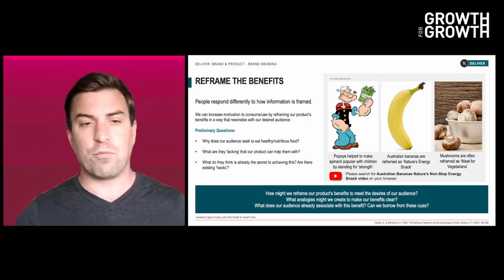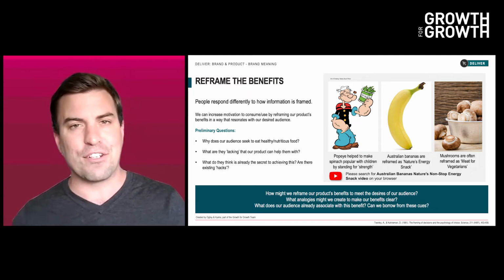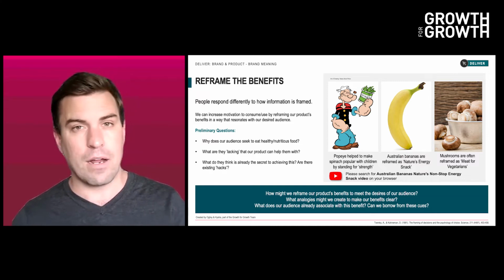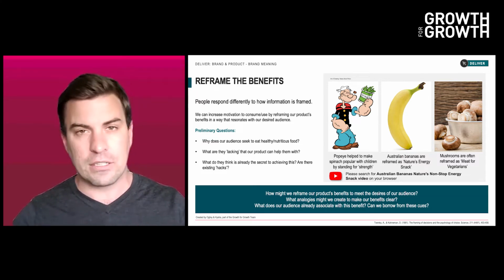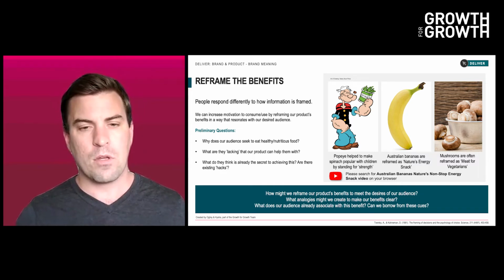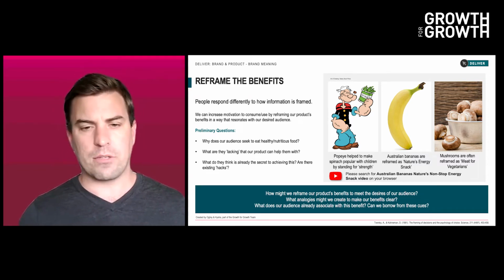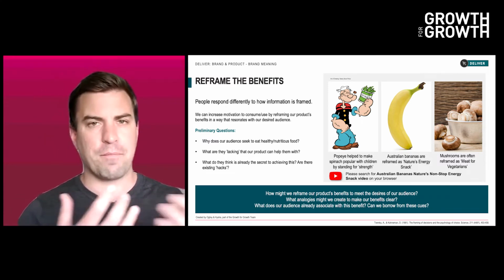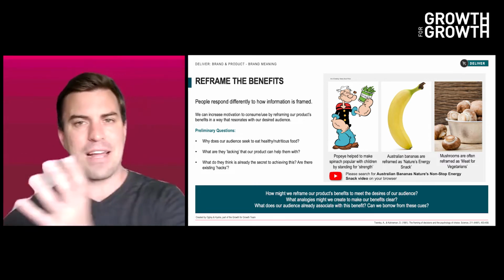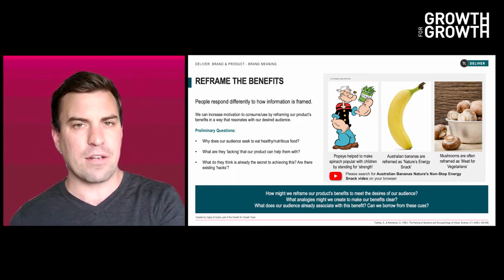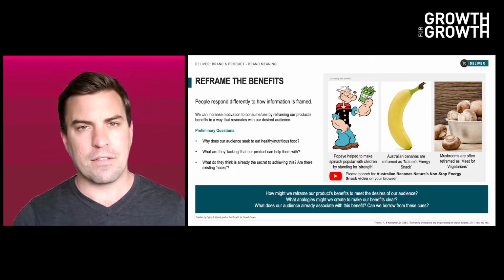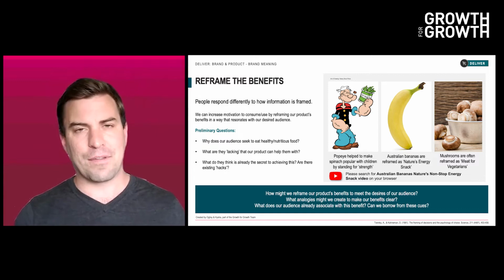So how might we reframe our product's benefits to meet the desires of our audience? What analogies might we create to make our benefits clear? How can we live in the world of an analogy to help close that perceptual gap? What does our audience already associate with this benefit? Can we borrow from these cues somehow? Again, if there's folklore about spinach and strength, how might we make that a central element of our concept idea? It's so intrinsically linked, we can help relay its effectiveness. So that's the first tactic, looking at reframing the benefits.